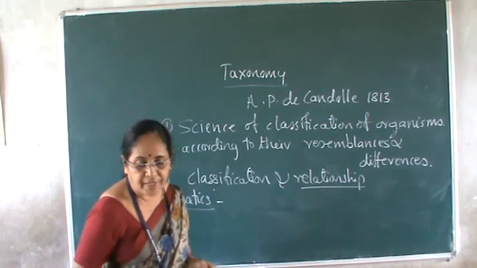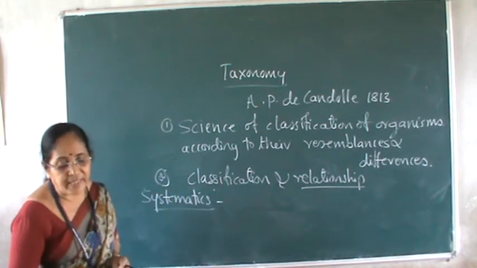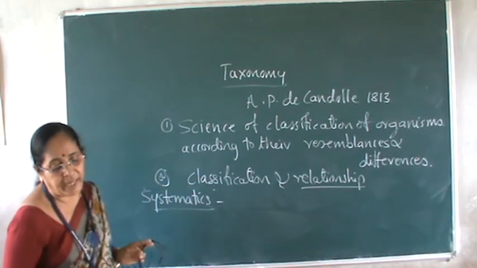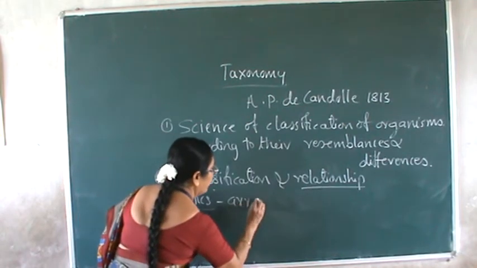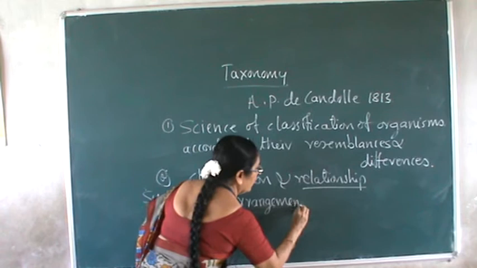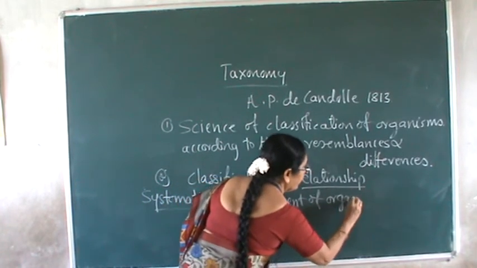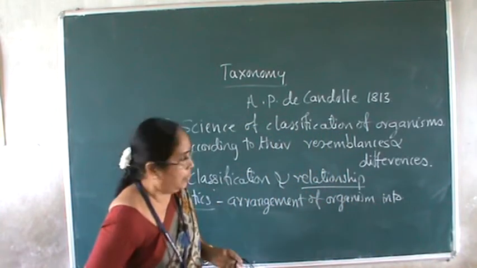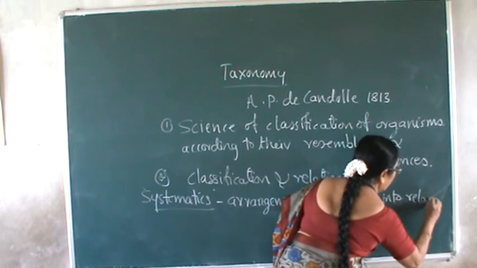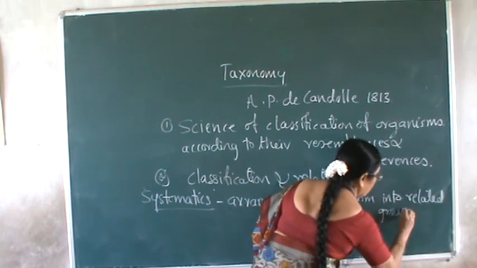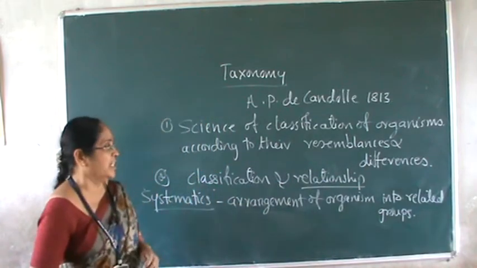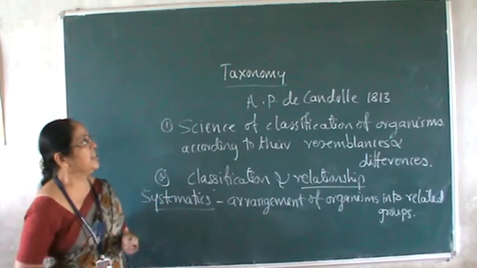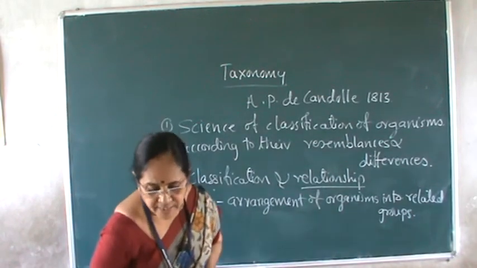Systematics is the part of classification that involves arrangement of organisms into related groups. Arrangement of organisms into related groups is called systematics. So both terminologies are commonly used, taxonomy as well as systematics.